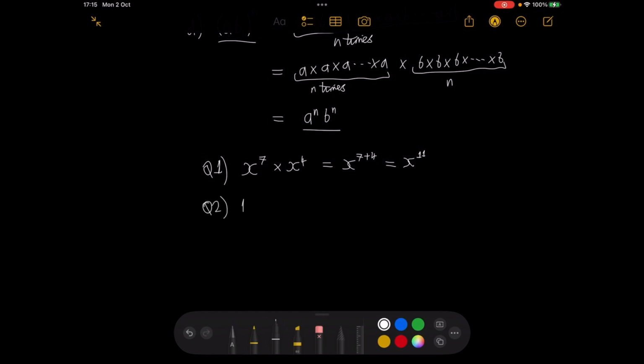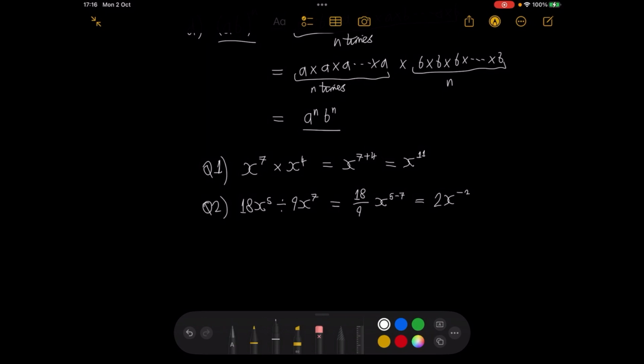How about 18 times x to the 5 divided by 9 times x to the 7? So we're allowed to take the 18 over 9 outside, and then we have x to the 5 minus 7. So again, some pretty simple arithmetic. You get 2 times x to the minus 2.